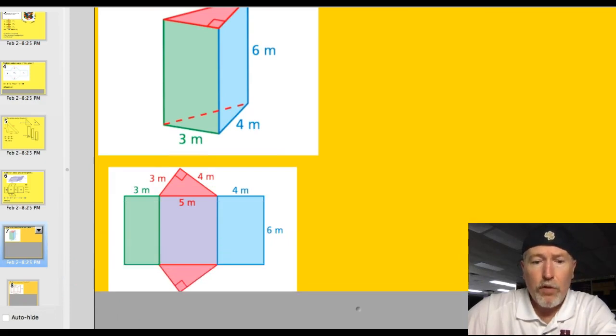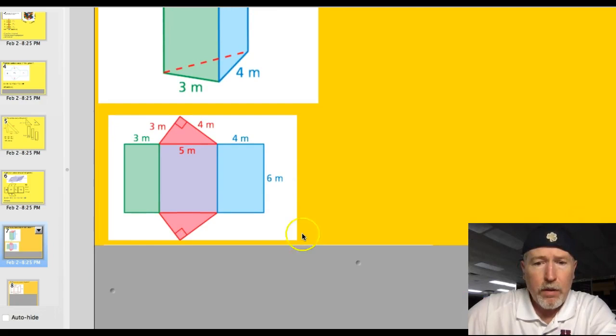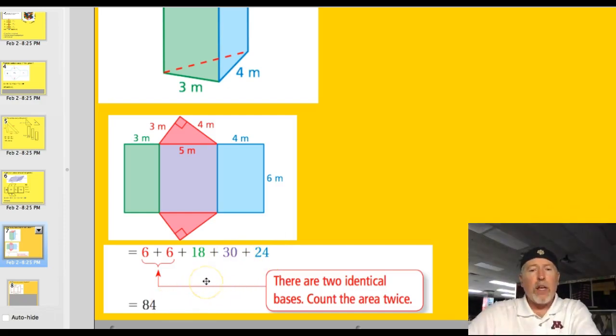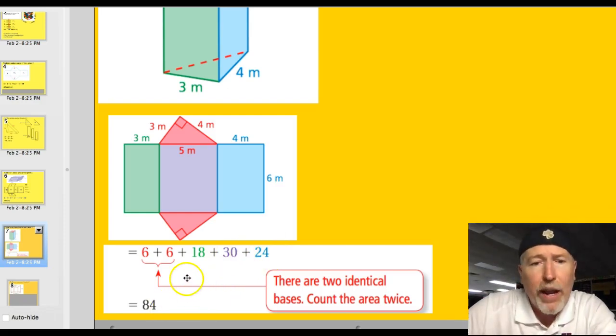Well, if you drew out the net like I did, you'd have had it laid out like so, and you'd have a couple of sides that are, the bases were 6, and then we had a panel that was 18, a rectangle. It was 18 that was the area, one that was 30, and one that's 24. If you add those all up, it would be a total of 84 meters squared. Remember, surface area, because it's area, is always in units squared.